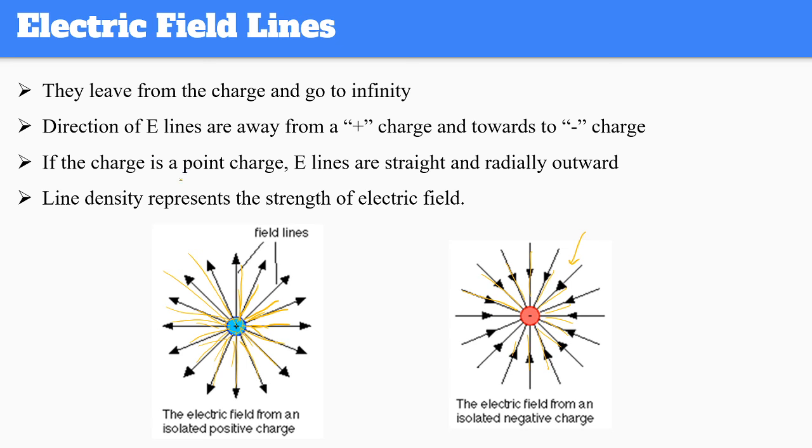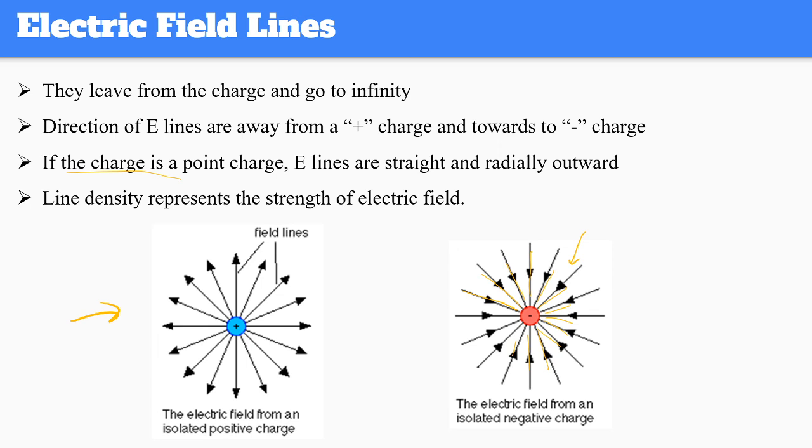And if the charge is a point charge, electric field lines are straight and radially outward. This is not going to be the only way electric field lines look that we will see. We will see a couple of others in the next slide. But these are for point charges.